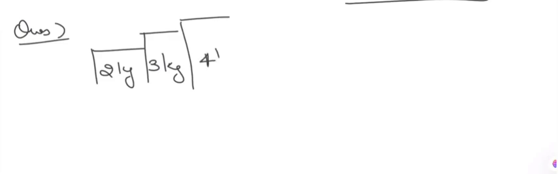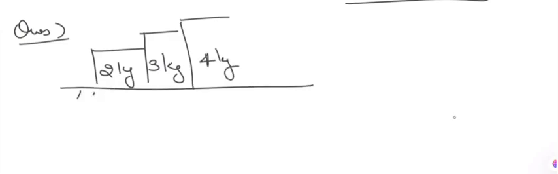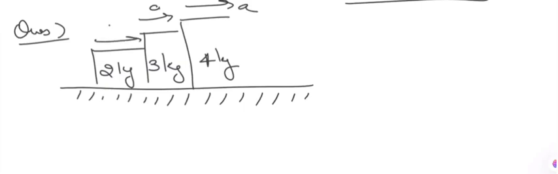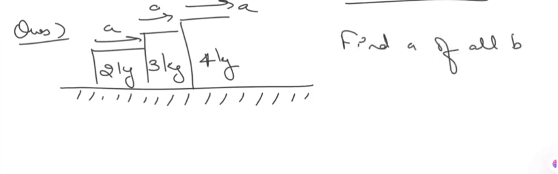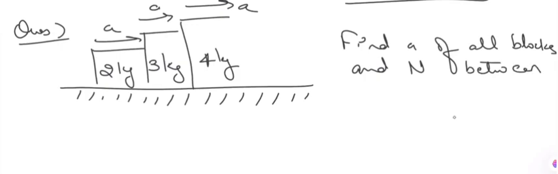Suppose I have here the 2 kg mass, the 3 kg mass, and the 4 kg mass. Now what is happening? They all are settled on one fixed floor, and this is accelerating over this, and this is accelerating over this. Understood? Yes, ma'am. All are accelerating. So the question is, find the acceleration of all the blocks and N between the 4 kg and 3 kg block.